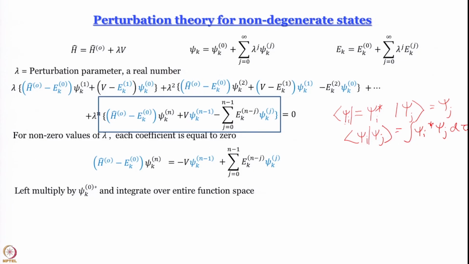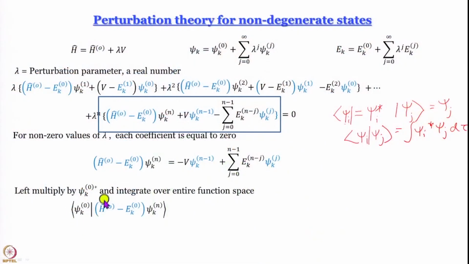So we left multiply and integrate over all function space, and this is what we get. ψ_k^(0), remember when I write ψ_k^(0) in bra vector, it essentially means its complex conjugate, please do not get confused about that, multiplied by (H^(0) − E_k^(0)) operating on ψ_k^(n). Usually we draw another vertical line here just to make it look good. Right hand side, what have I got? I have got minus ψ_k^(0) star V ψ_k^(n−1) integrated over all space, and I have got the summation j equal to 0 to n−1.